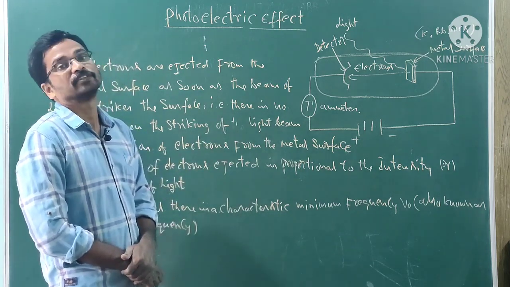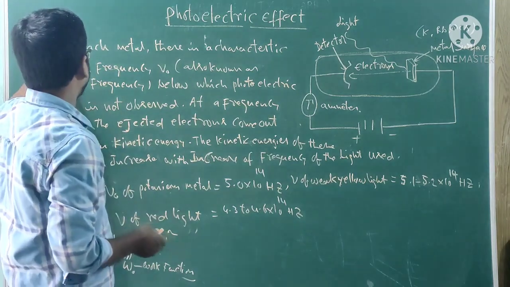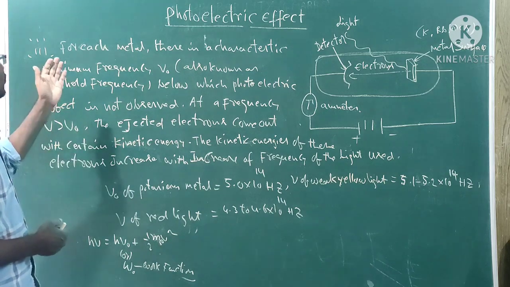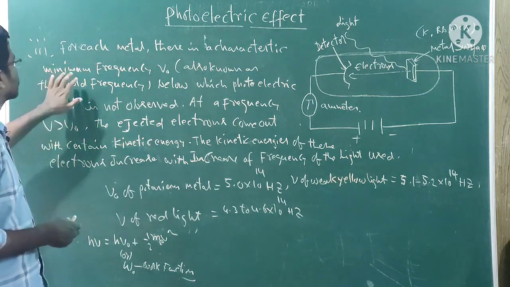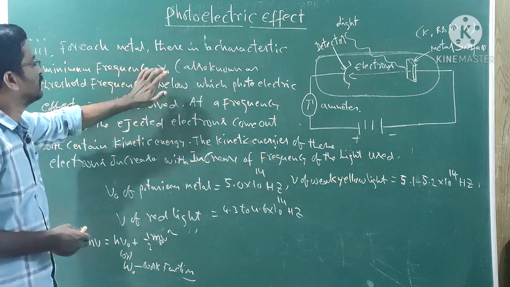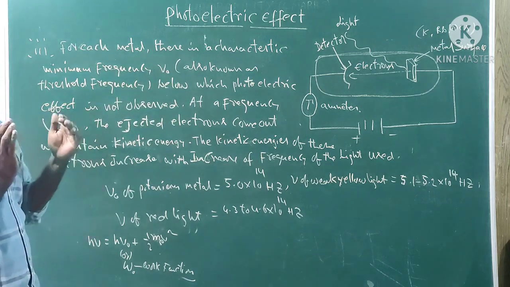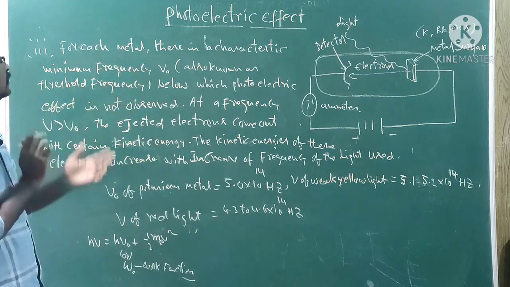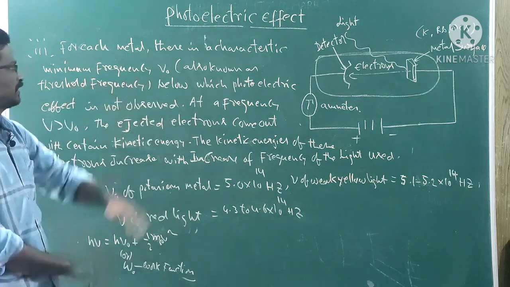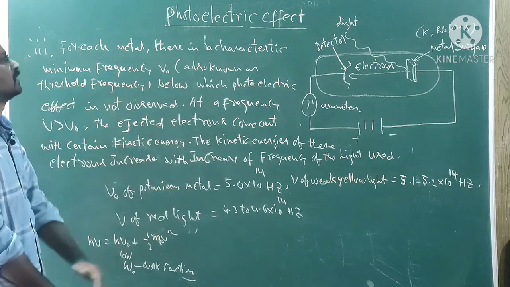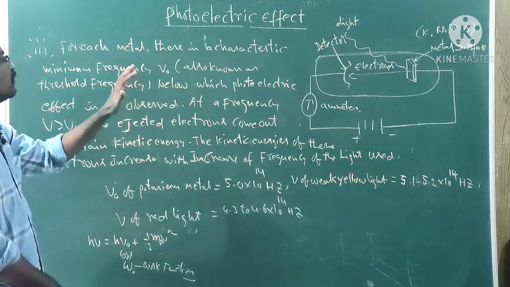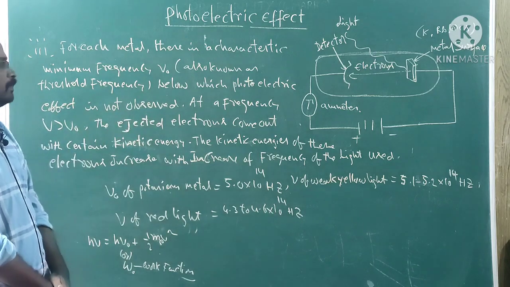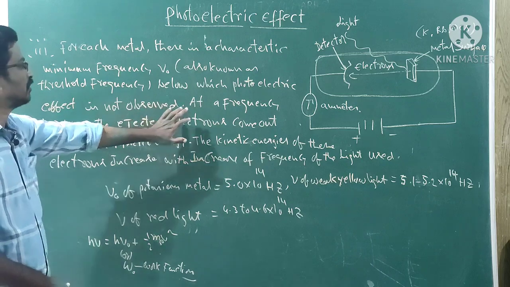Next, the third point. What does it say? For each metal, there is a characteristic minimum frequency, nu naught. Every metal has a characteristic minimum frequency, known as the threshold frequency, below which the photoelectric effect is not observed.